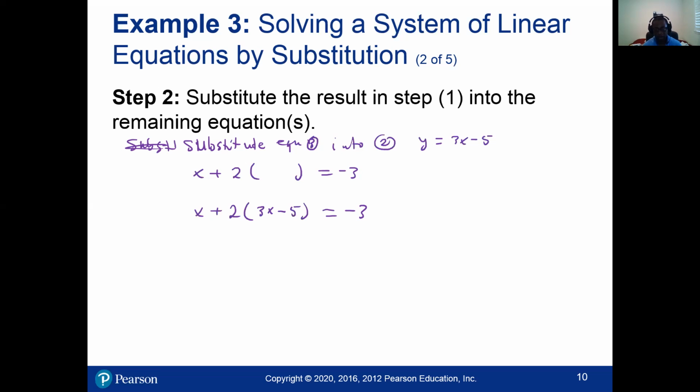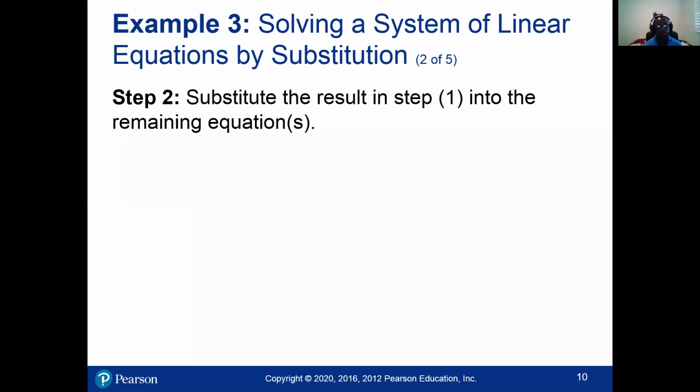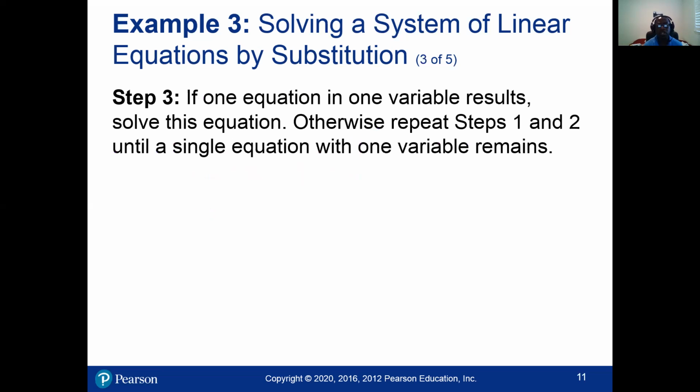Then we solve for that variable in the next step. If one equation in one variable results, then solve this equation. Otherwise, repeat steps 1 and 2 until that happens. That will occur when we have more than 2 equations in a system. So what we have there is x plus 2 times 3x minus 5 is equal to -3, and we are solving for x.